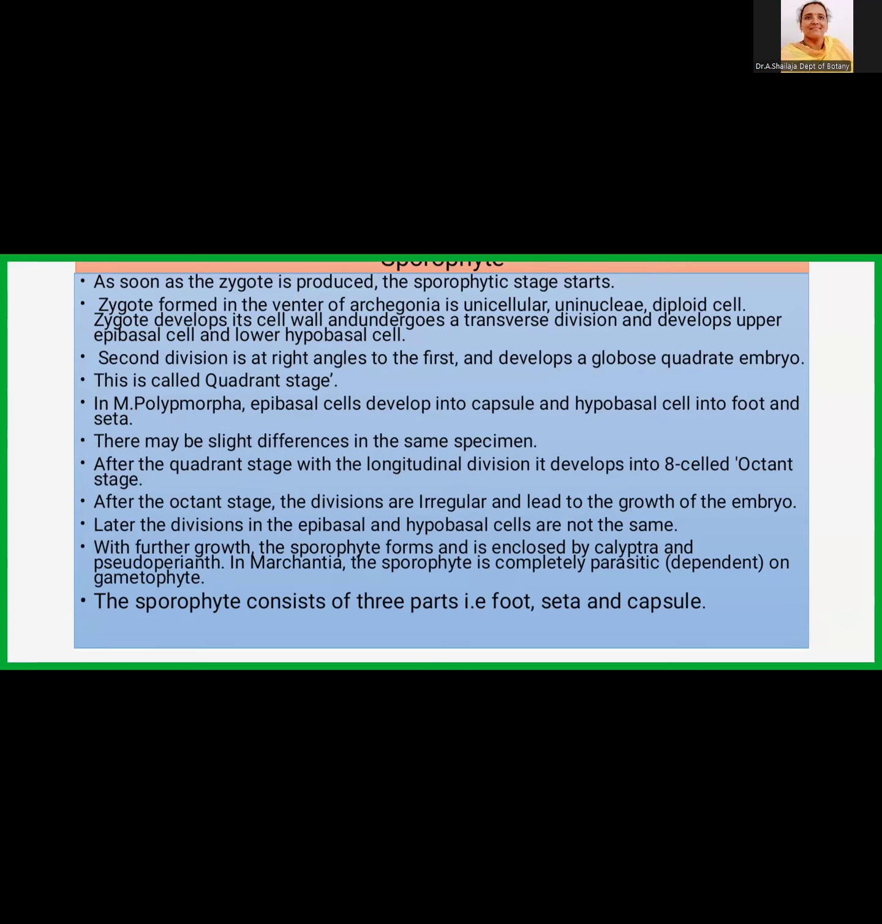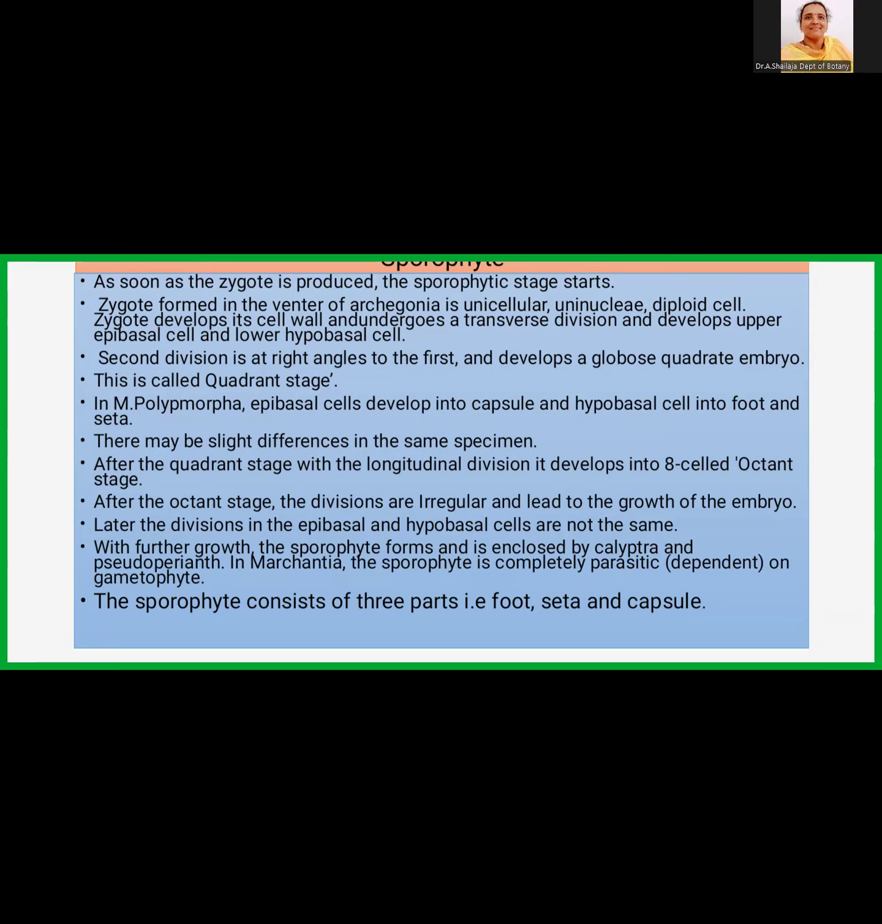First four cells form, that is the quadrant stage. Those four cells divide and form the 8 cells, that is the octant stage. Then the divisions are irregular and lead to the growth of the embryo. Later the divisions in the epibasal and hypobasal cells are not the same. So further, what is the growth of a sporophyte?